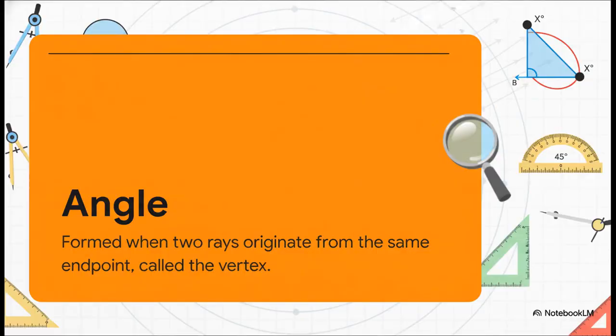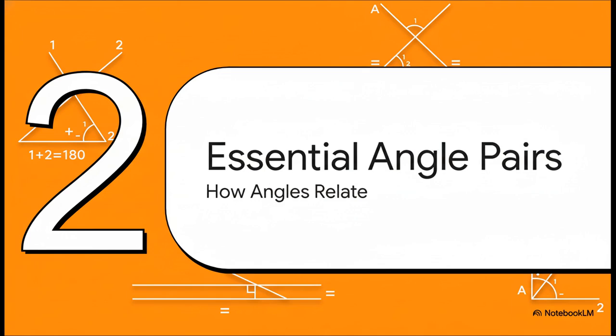So, what happens when you take two of those rays and have them start at the exact same point? You get an angle. That shared starting point is called the vertex, and we measure the space between the rays in degrees. Okay, so we know what an angle is, but here's where it gets really cool. See, angles almost never just exist on their own. They usually come in pairs, and these pairs have these really special, totally predictable relationships.